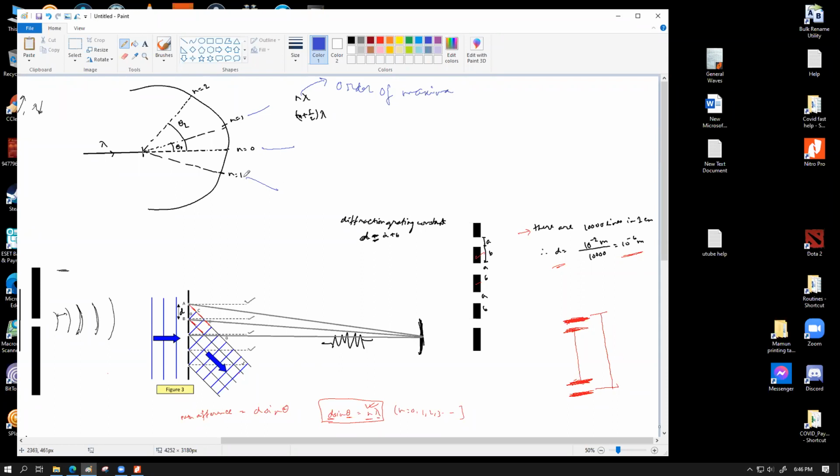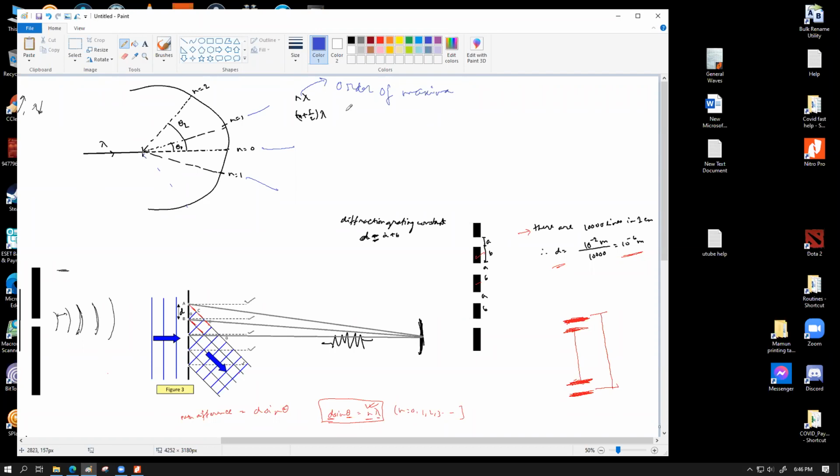This is also first order maxima, because like I said, they are symmetric on top and bottom with respect to the central line. So this is first order maxima. Then you can have second order maxima. Similarly, you can have a second order maxima over here, and so on and so forth. So this is also called the order of maxima.